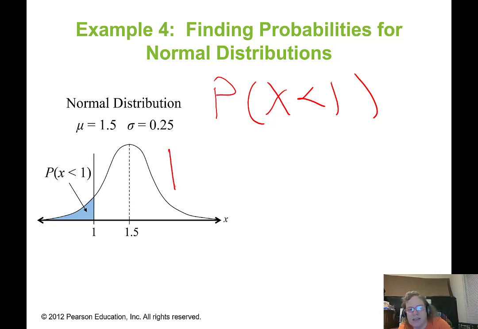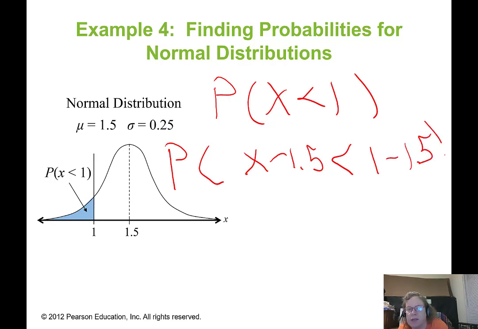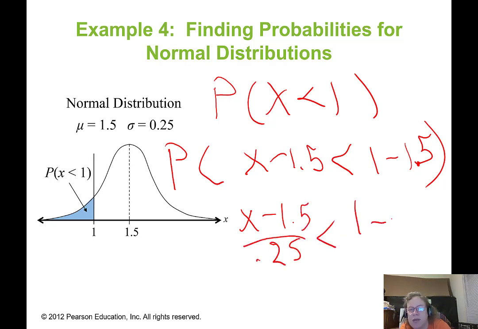So taking just that x less than 1, if I'm going to subtract the mean, 1.5, from one side of my inequality, then I'm going to do that for both sides of my inequality. So that is equivalent to the probability that x minus 1.5 is less than 1 minus 1.5. Just going to do the same thing on both sides. Let's take that one step further. X minus 1.5 divided by 0.25 is going to be less than 1 minus 1.5 divided by 0.25.